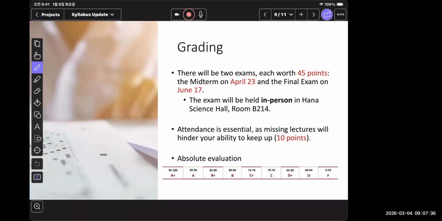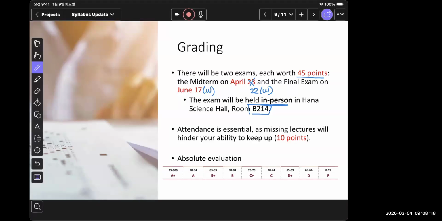There will be two exams, as I said: April 22nd and June 17th, both Wednesdays. Each exam is worth 45 points. The exam will be held in person in Hana Science Hall, room B214. It is in the basement. Please do not go to the second floor.